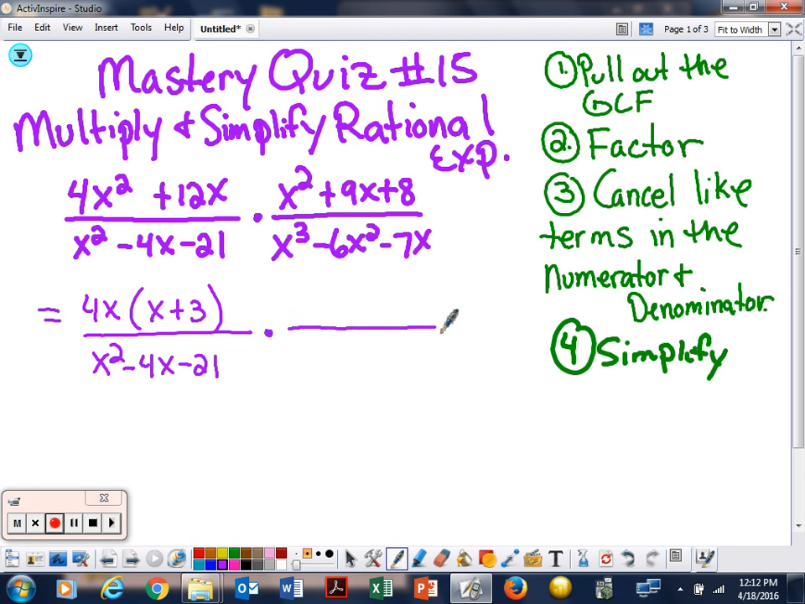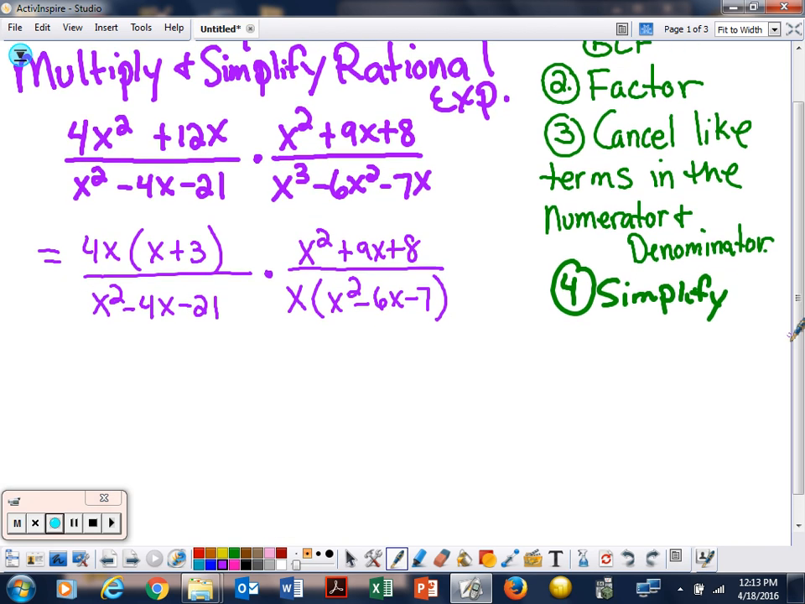The numerator of the next one, again, there's no GCF here, so x squared plus 9x plus 8. I will factor those in a little bit. And now the denominator, the GCF is x, so we're going to pull out an x, and we're left with x squared minus 6x minus 7. Okay, step 1 is done. I have pulled out the GCF. Step 2, we are going to factor.